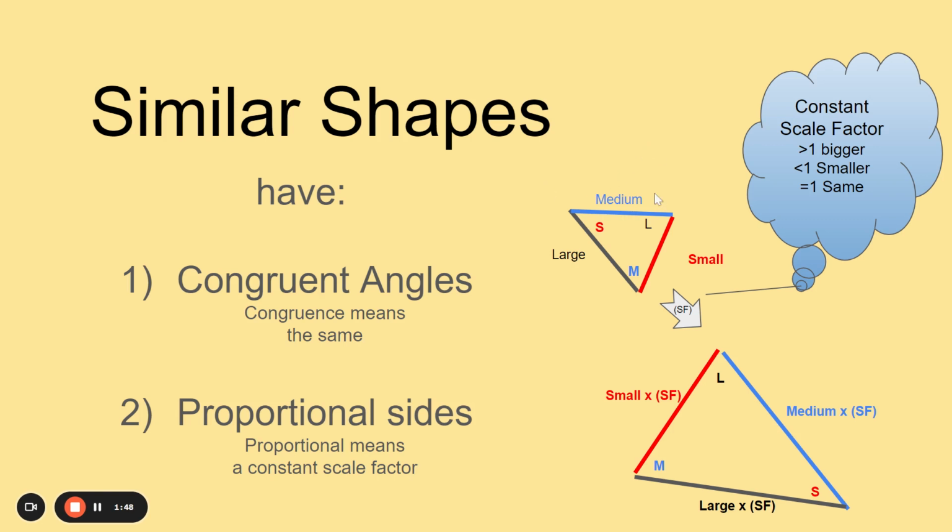So notice I have a small side, a medium side, and a large side. And then to get the new shape, we have a small times the scale factor, a medium times that same scale factor, and then a large times the same scale factor again. If we look at the angles, this small angle matches that small angle, this large angle matches this large angle, and this medium angle matches this medium angle over here. You'll notice I color coded according to that side angle relationship, which we'll get into shortly.